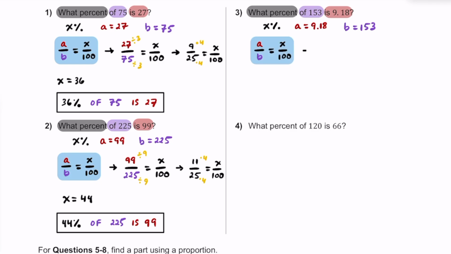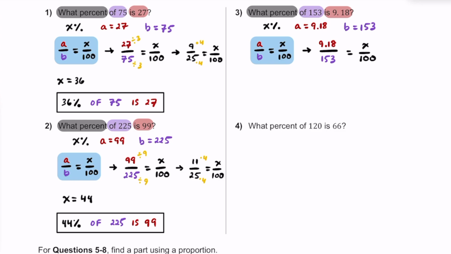Here is our general formula we should practice writing. And so we can fill in and substitute and say 9 and 18 hundredths to this 153. We can say that's going to be equal to this x over 100.